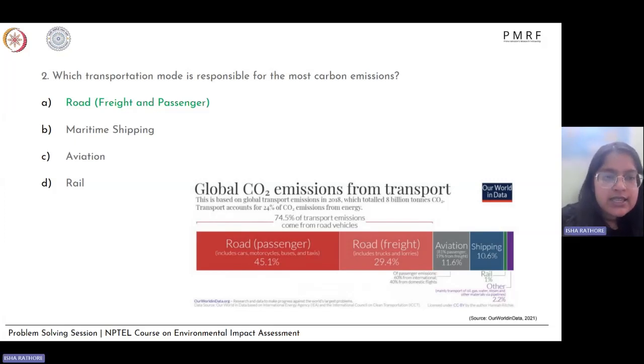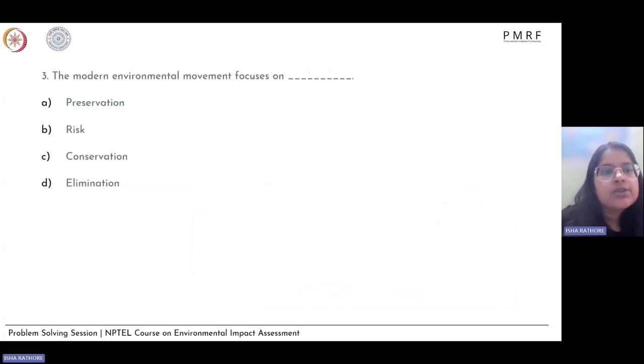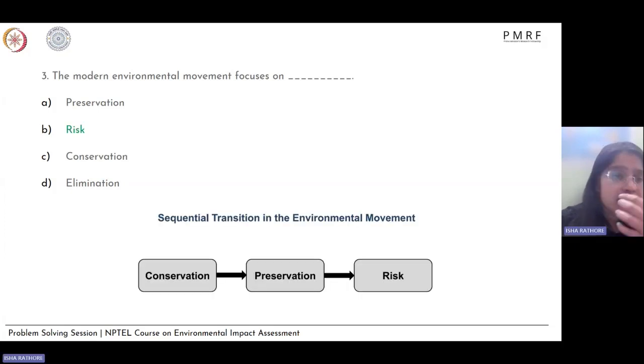Okay, so the correct answer is A, that is road, freight, and passenger are responsible for most carbon emissions as a transport mode. Moving on to the next question. So the modern environmental movement focuses on A, preservation, B, risk, C, conservation, or D, elimination. So the correct answer is this. The environmental movement has moved from conservation, preservation to this. So right now, the modern environmental movement is focusing on this. So B is the correct answer.